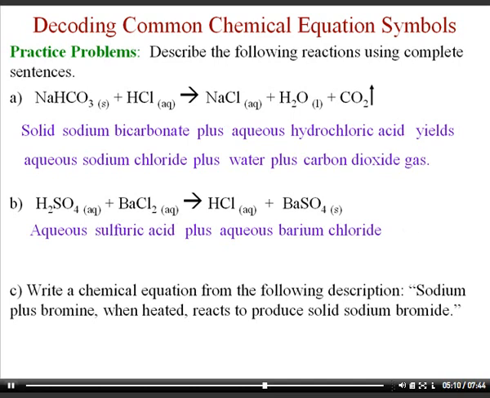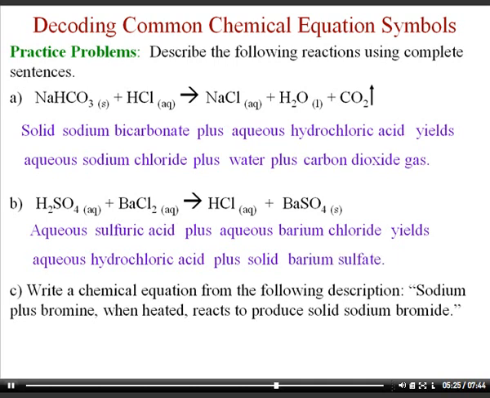And then we say that it yields or reacts to produce HCl. We know that's aqueous hydrochloric acid. We had that in the previous example. And the other product is BaSO4 as a solid. So we can say that it's solid barium, which is the Ba part, and SO4 is sulfate. So it's barium sulfate. And the name of each of those ions is again on the ion sheet that the students can look up. Now the last example, we're going to take the description and write a chemical equation.